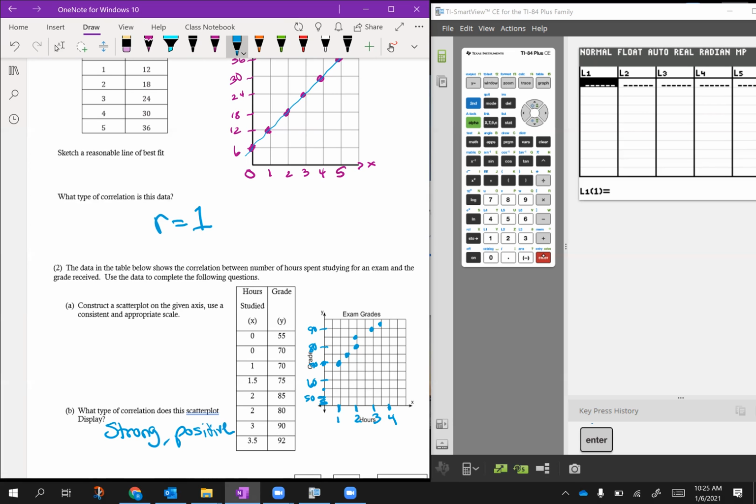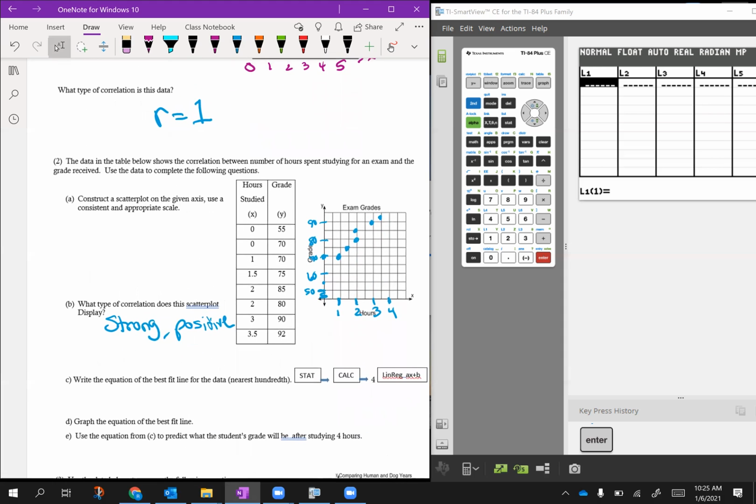So now for the next one, write the equation of the best fit line for the data to the nearest hundredth. This is where we're taking our calculator. I have to type in my information. List 1: 0, 0, 1, 1.5, 2, 2, 3, and 3.5. Just double check that you did it right.